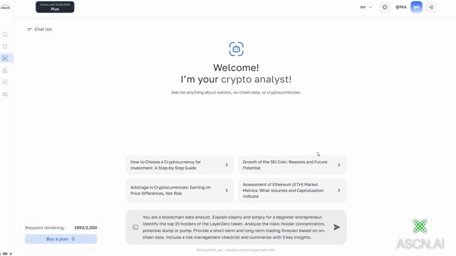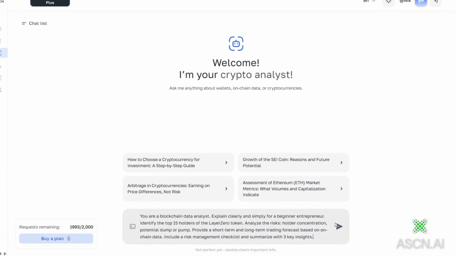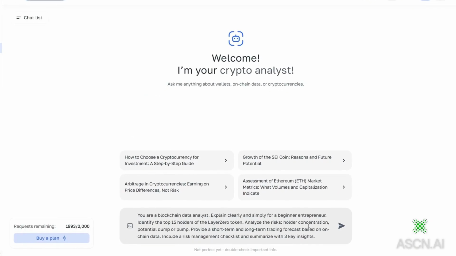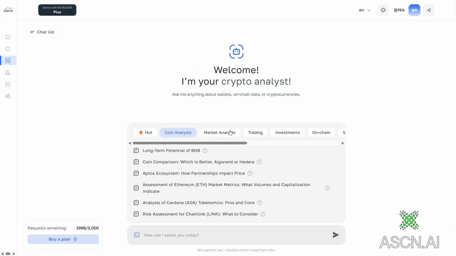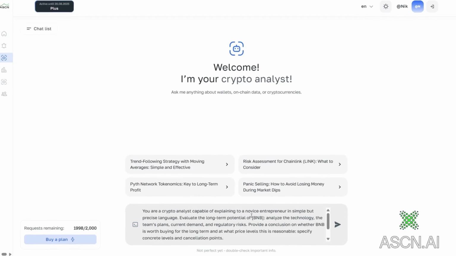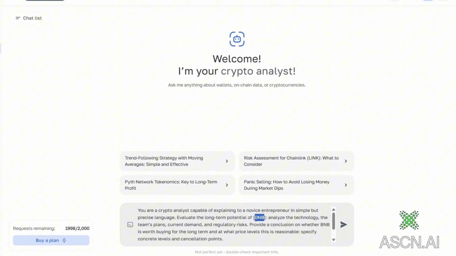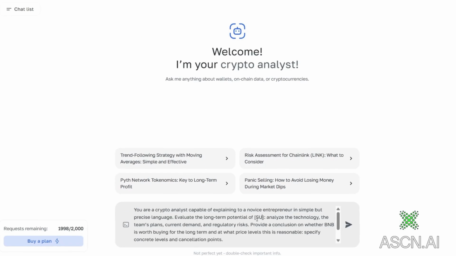And in this way, you can insert absolutely any token from your portfolio here. You can see the prompt on the screen. There is also a prompt library in ASCN. Here you can find ready-made prompts. For example, you can click on this prompt and then substitute your own tokens that interest you. Instead of BNB, you can enter SOL, SUI, or other tokens.